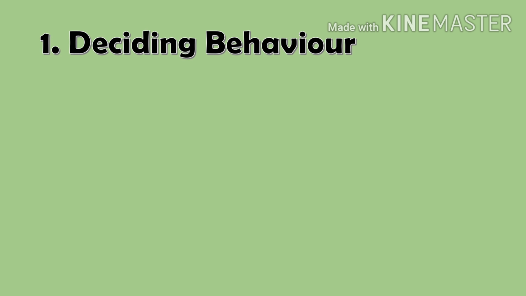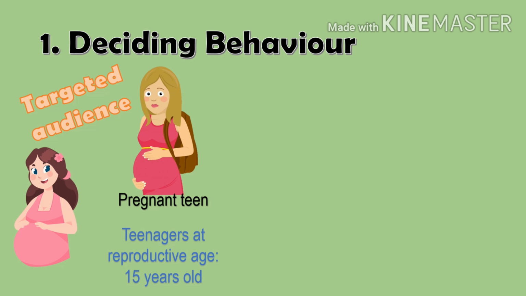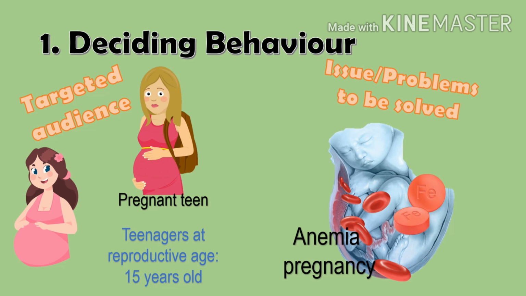The first step is deciding behavior. Our targeted audience are pregnant mothers, but we narrow it down to pregnant teens and teenagers at reproductive age, which is 15 years old. And the issue or problem that needs to be solved is anemia in pregnancy.